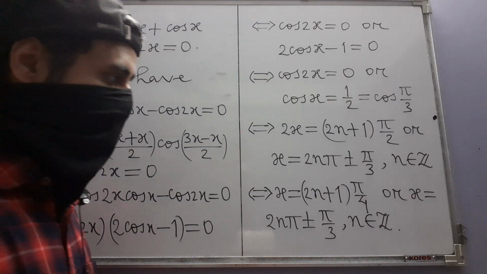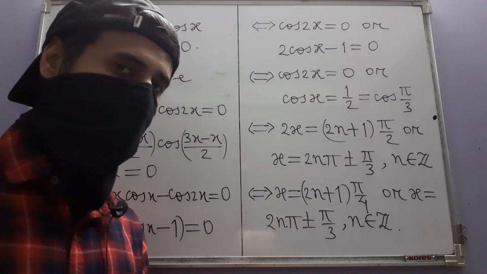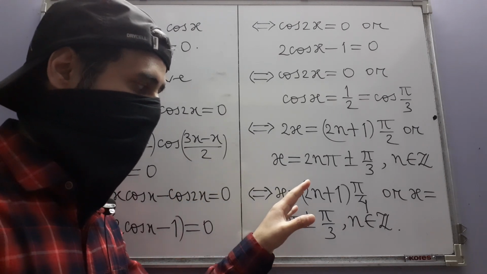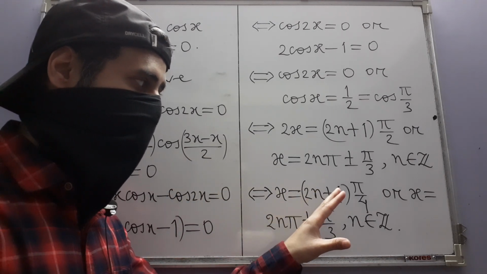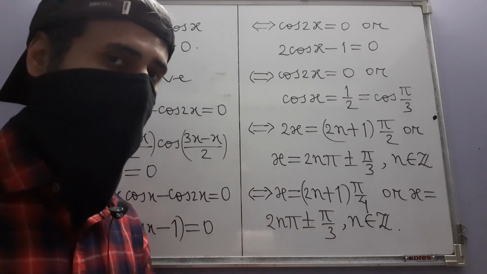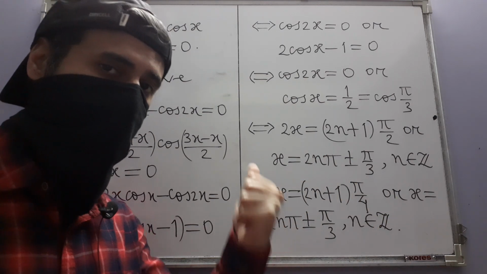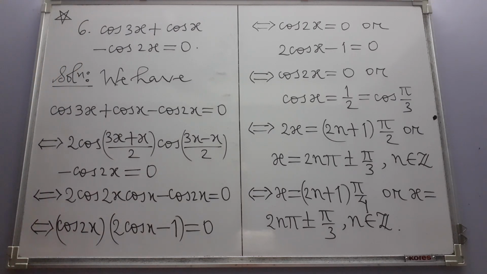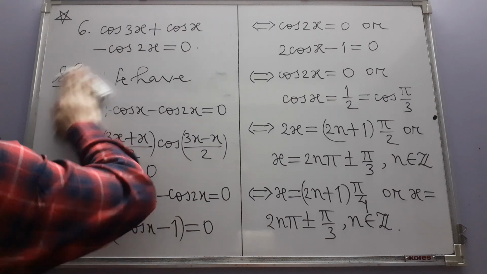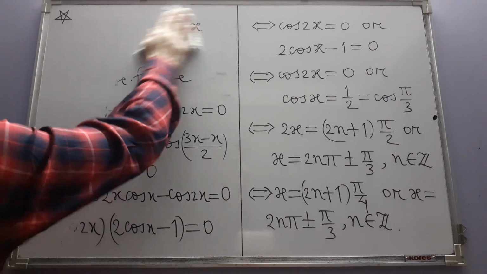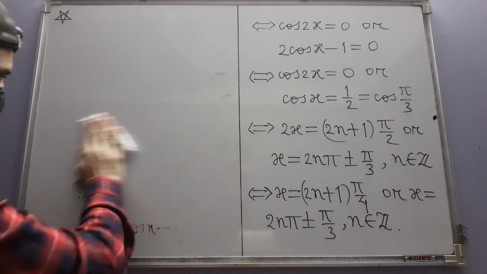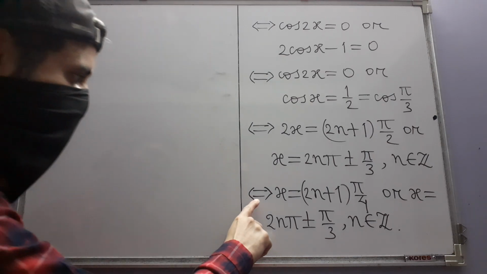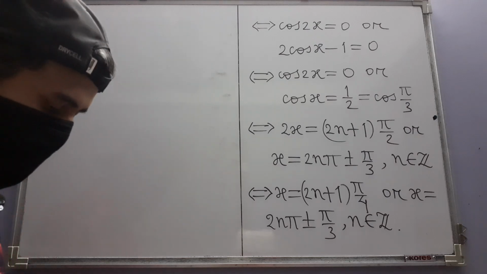I say precisely because for each of these real numbers this equation is true, and we do not have any other real number outside of this list for which this equation is also true. Okay, that we do not have. We have all the solutions here, which is ensured by this double implication.